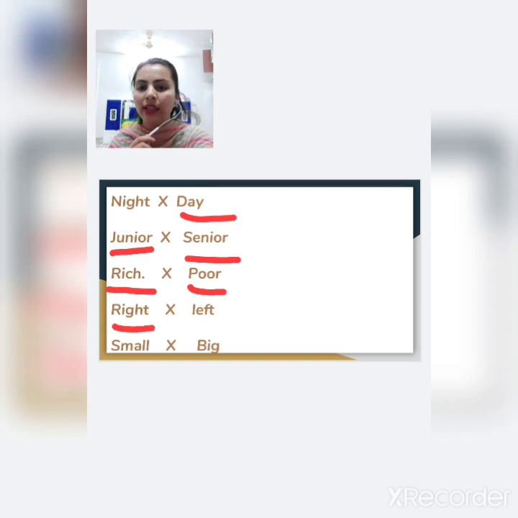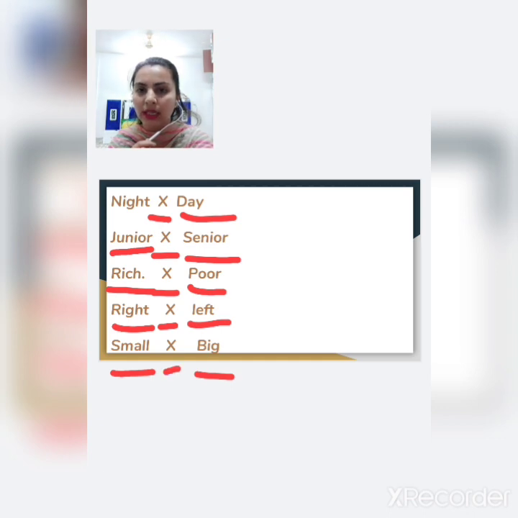Next, R-I-G-H-T, right. L-E-F-T, left is the opposite of right. Next is S-M-A-L-L, small. And the opposite of small is B-I-G, big. And this cross shows, as I told you before, that it denotes the opposite. Okay, let's repeat one more time.